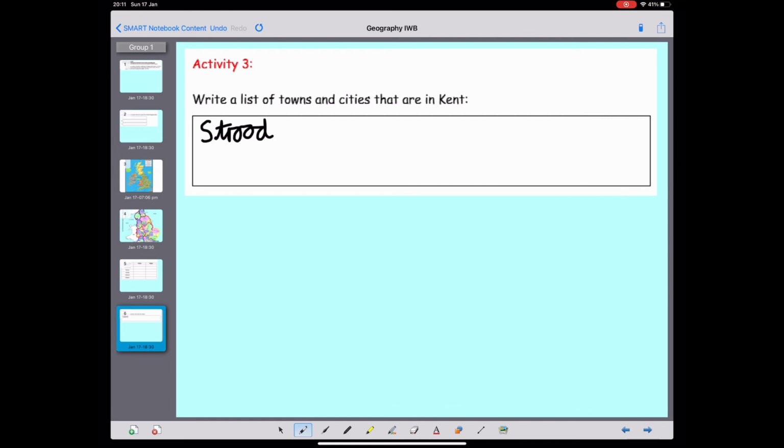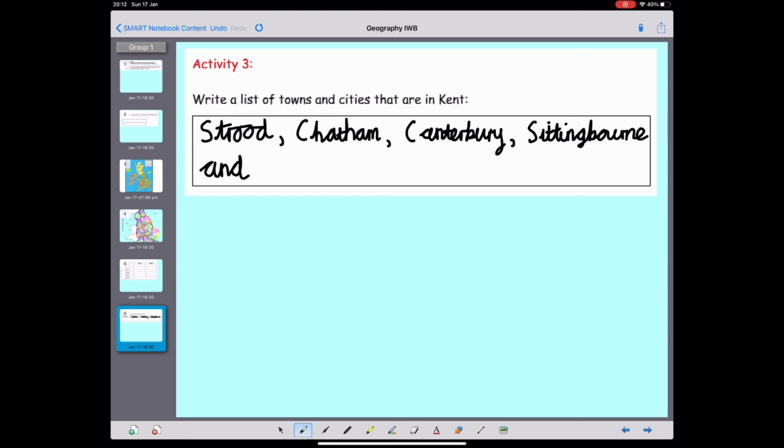Okay, so hopefully you've written your list of towns. If you got a bit stuck, I'm trying to think of some other towns. We've got a comma because it's a list. Chatham, then another comma. You could have Canterbury, then another comma. Could have a bit further afield, Sittingbourne, which is actually closer than Canterbury, but it's quite far from Medway. So we've got Sittingbourne. Any others you can think of? And Rochester.